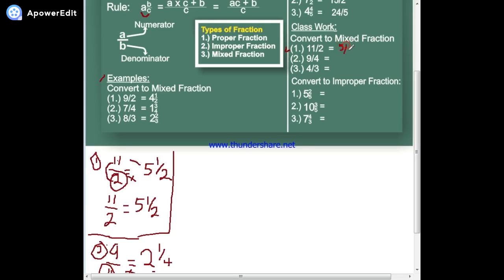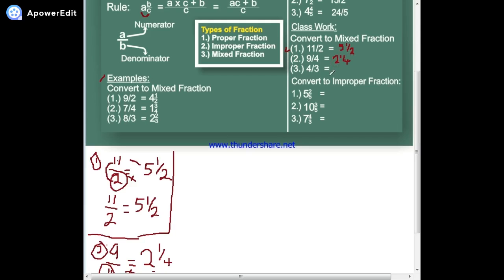5 whole number 1 over 2. And the second solution is what? 2 whole number 1 over 4.